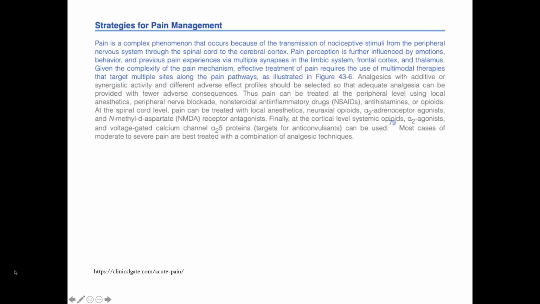All right, strategies for pain management. Now we're moving into non-narcotic analgesics and anti-inflammatory drugs. So let's talk about pain management.